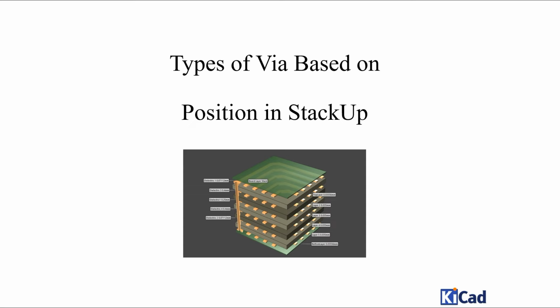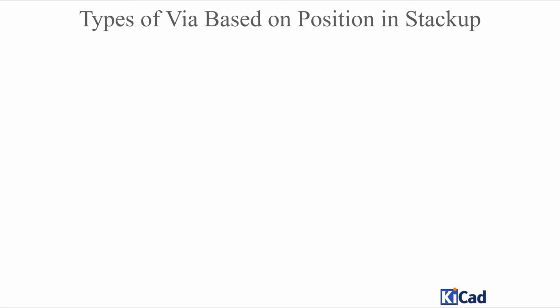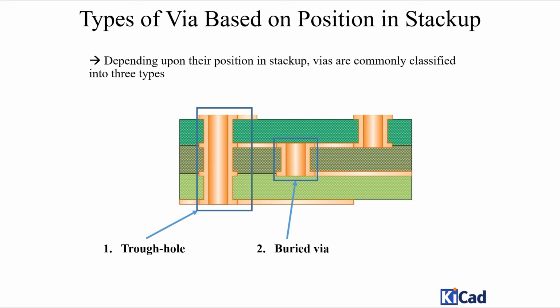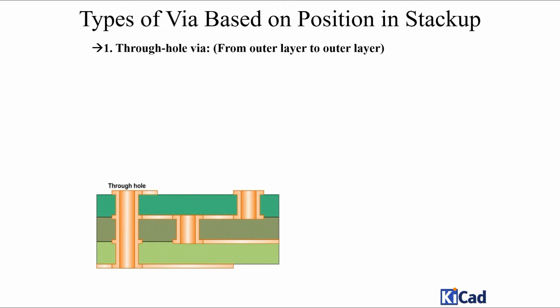So, types of via based on position in the stack up. Depending upon their position in the stack up, vias are commonly classified into three types. The first one is the through hole via, the second one is the buried via, and the third is the blind via. So let's discuss these three types one by one.